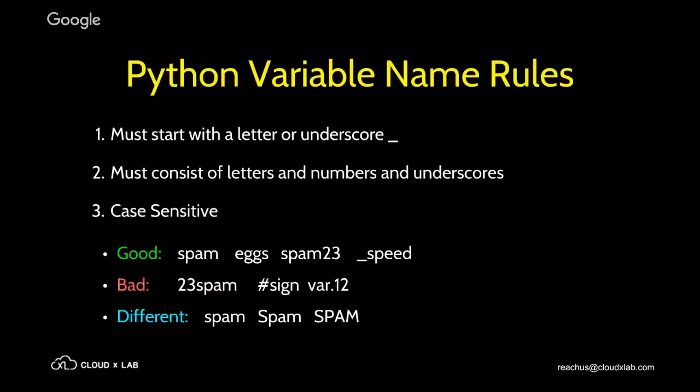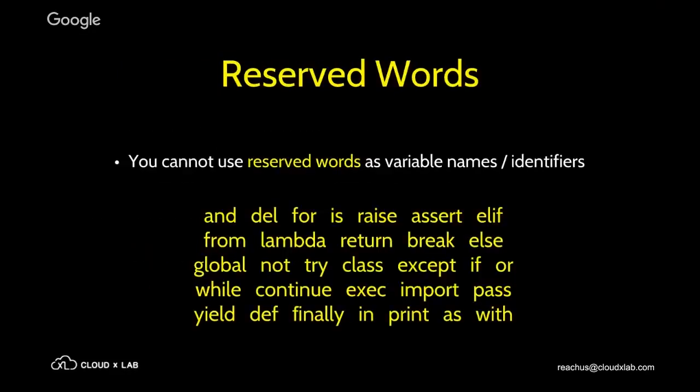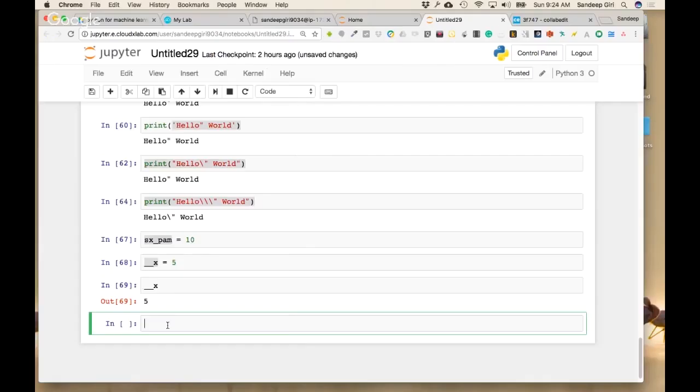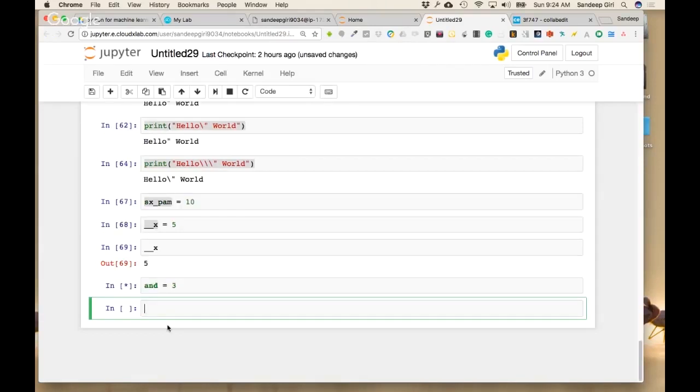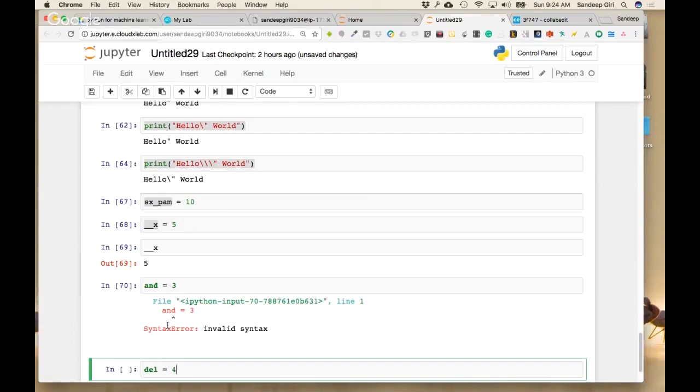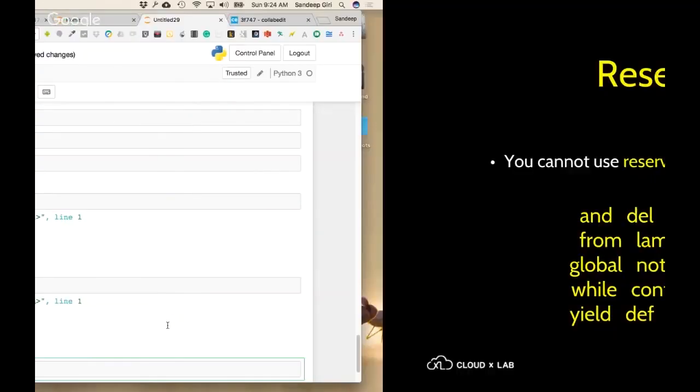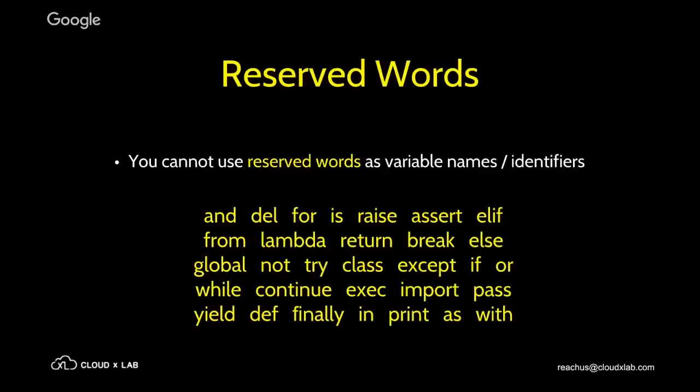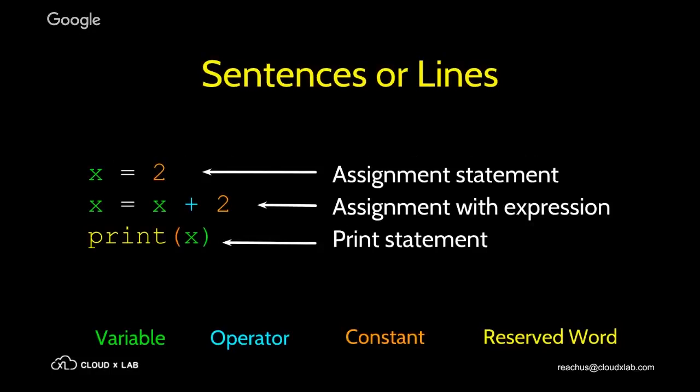Also, you cannot use any of these words as variable names. If you try to define things like 'and' equals 3, it will give an error. Similarly, if I say 'del' equals 3, it'll give an error, right? So we do not define our variables using any of these words. You'll get familiar with it. All right, thank you, Cool GDU, for answering that question.